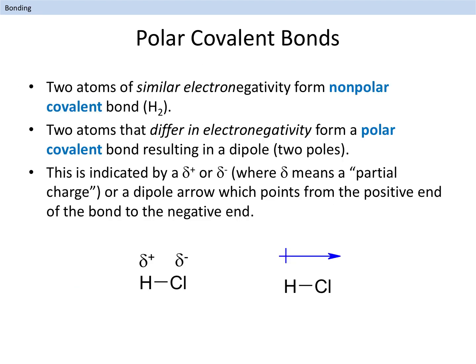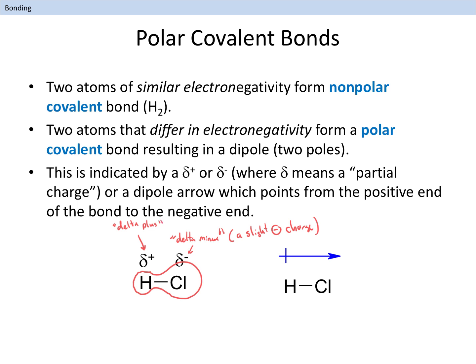In a polar covalent bond, the electron pair forming the bond is not shared equally between the atoms involved, due to differences in their electronegativities. As a result of this uneven sharing, the atom with the higher electronegativity gains a partial negative charge, denoted as delta minus, because it attracts the shared electrons more strongly, leading to an accumulation of electron density around it. The atom with the lower electronegativity is left with a partial positive charge, denoted as delta plus, because it loses some electron density to the more electronegative atom.